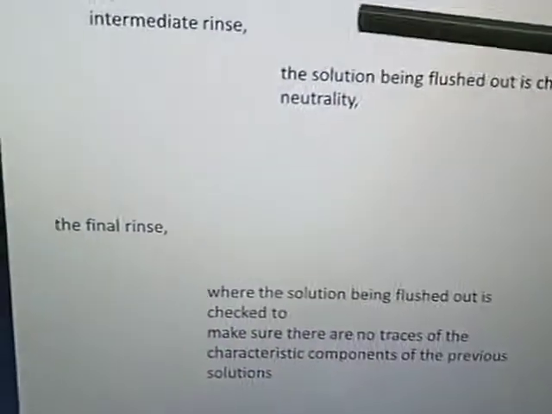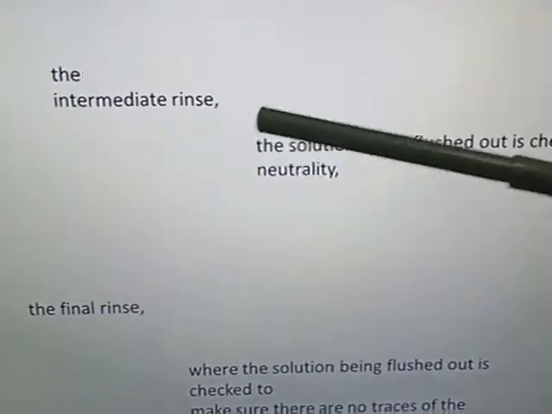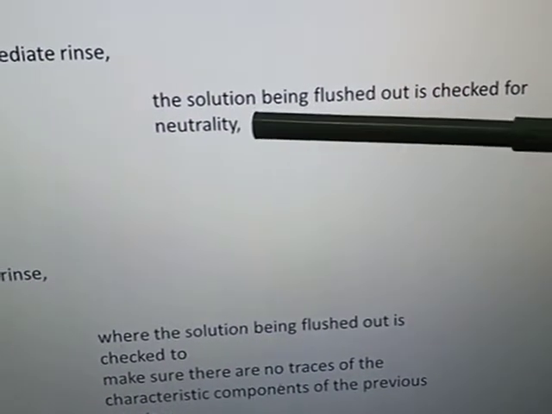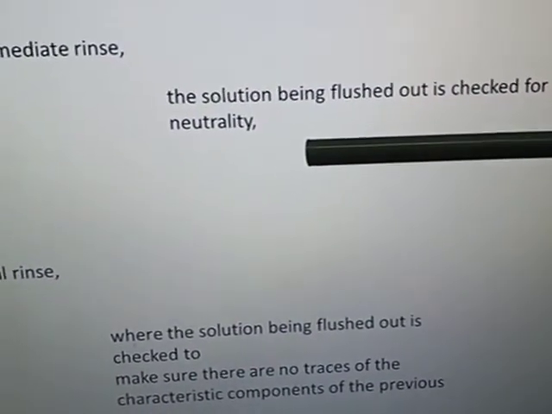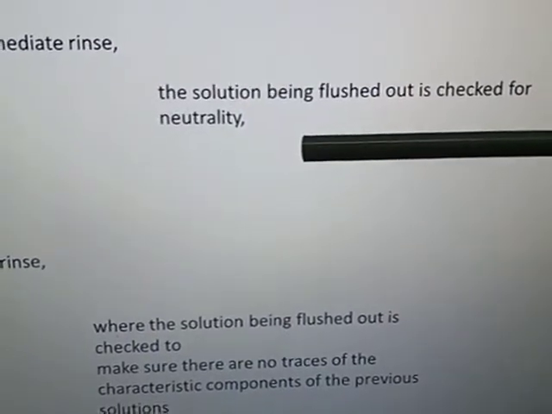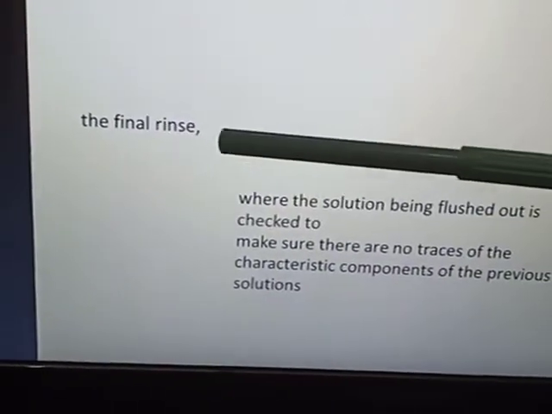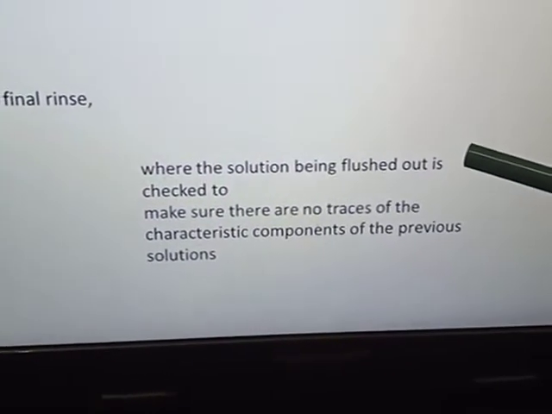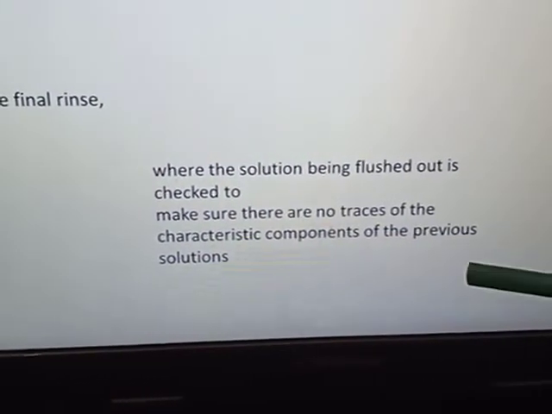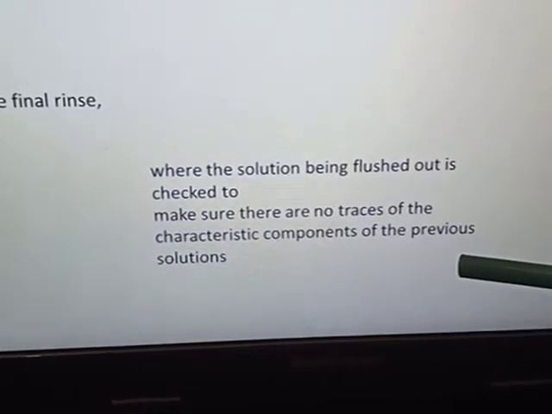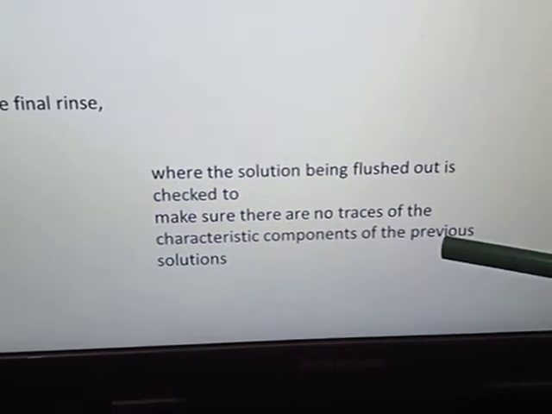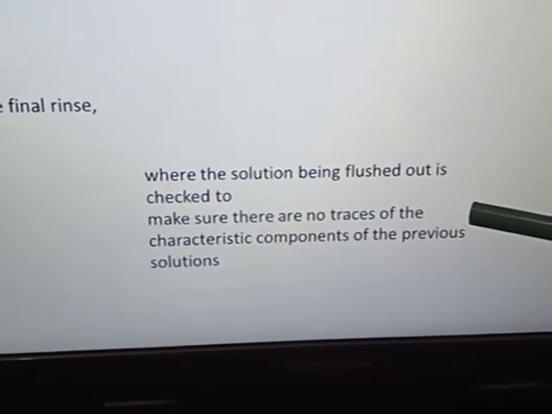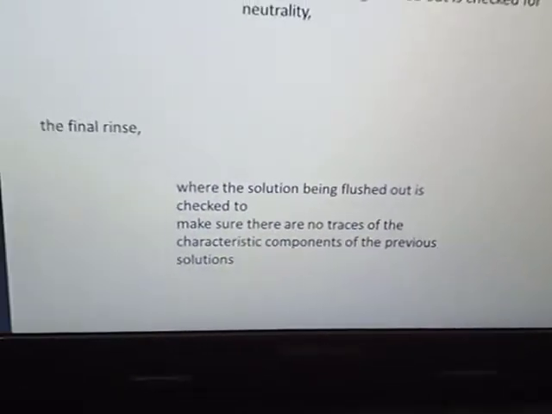And then the next step is the intermediate rinse. The solution being flushed out is checked for neutrality, how much dirt is inside the solution. And then last is the final rinse, where the solution being flushed out is checked to make sure there are no traces of the characteristic components of the previous solution. So there are no traces of detergent chemical.